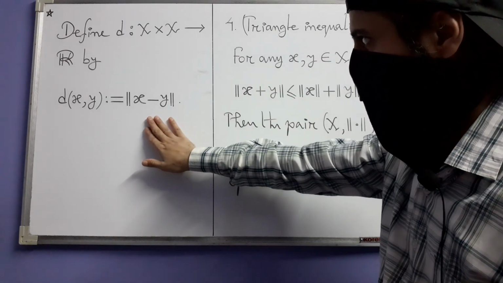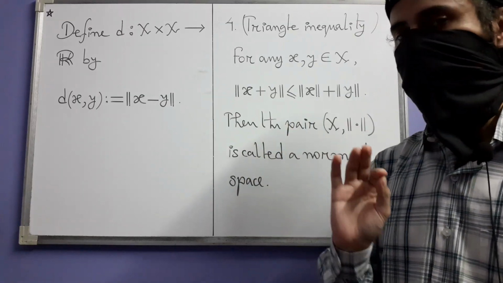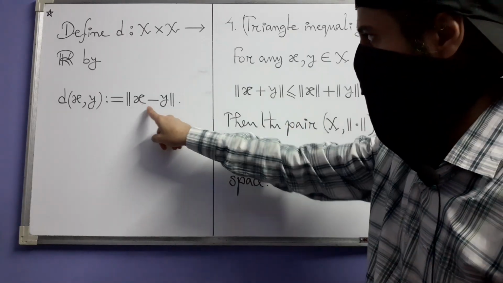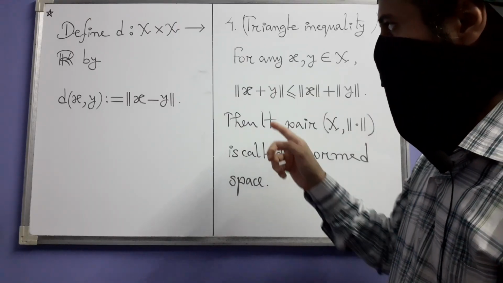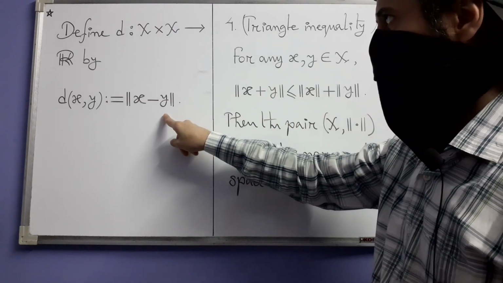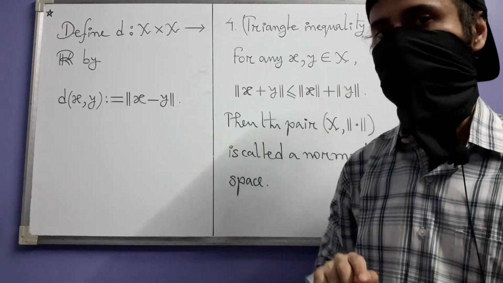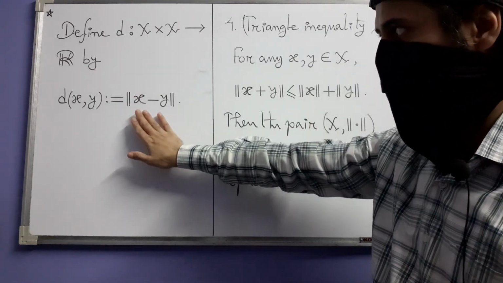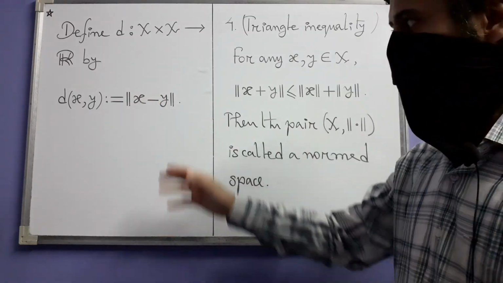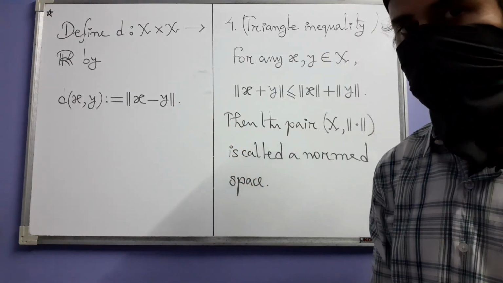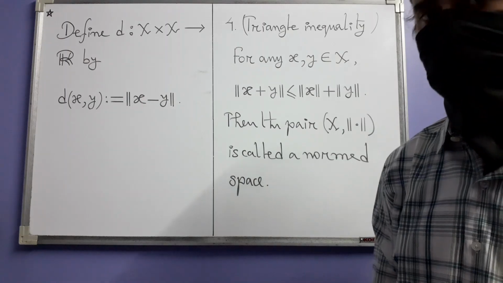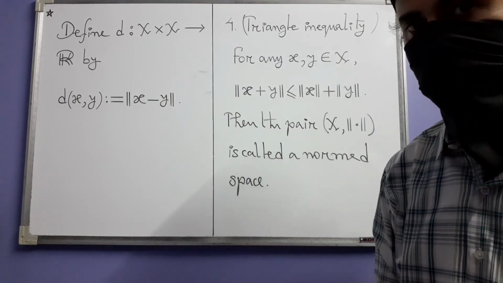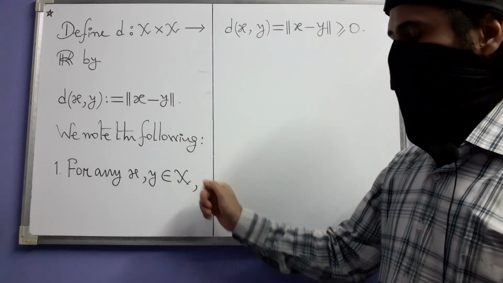Does this function make sense? Say you choose two vectors x and y. Then this difference is also a vector and a unique vector. And the norm of that vector is a unique real number. So yes, this function is a legitimate function. What are the properties of this function, which you can immediately derive just from the definition? So we note the following properties.